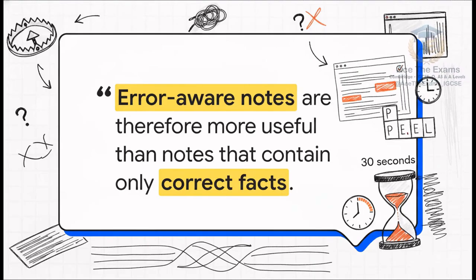This brings us to a really profound realization for your study habits. Error-aware notes are more useful than notes that contain only correct facts. You need to know exactly what a trap looks like before you walk into the hall. You must actively avoid jumping forwards and backwards when describing a process, or mixing general theory with the context in a way that breaks the logical flow of your answer.